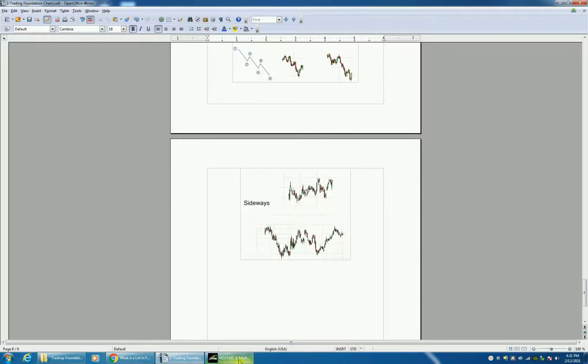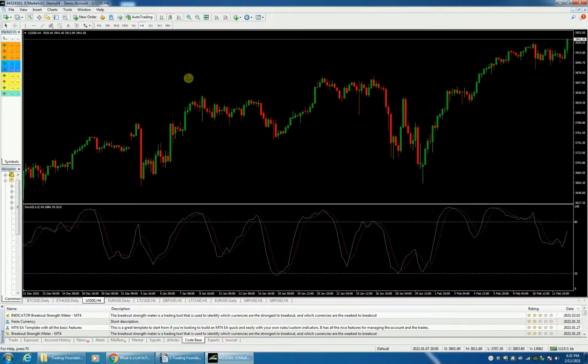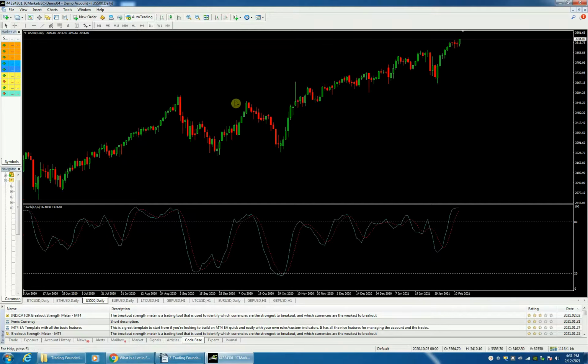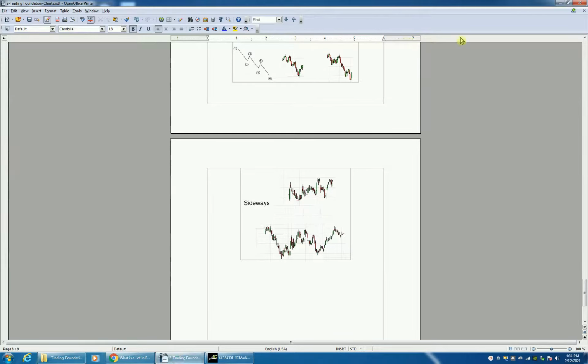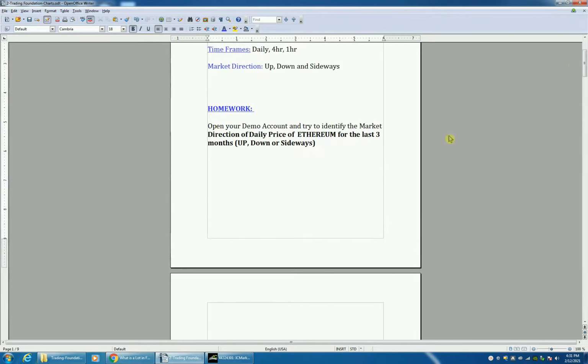All right, so here's the homework we have for you today. We're looking at the S&P 500. This is the 4-hour chart. This is the daily chart. You can pick the daily chart and you have to tell me, is it going up, going down, or going sideways? This is your homework. Actually, I'm going to give you a better homework that you're going to get hands-on.